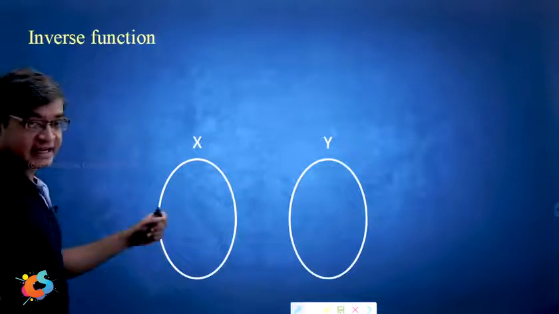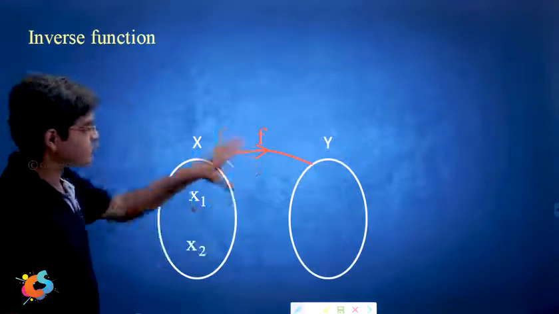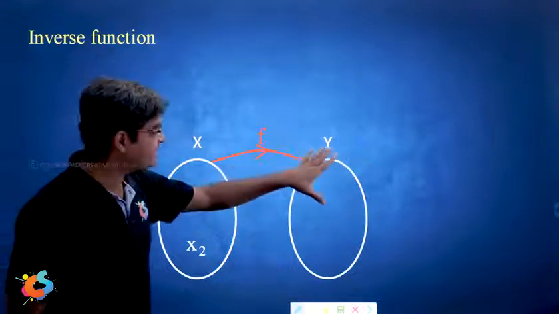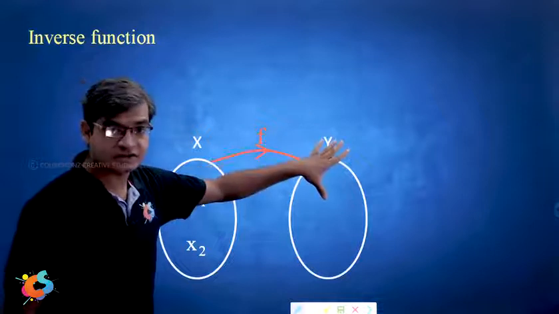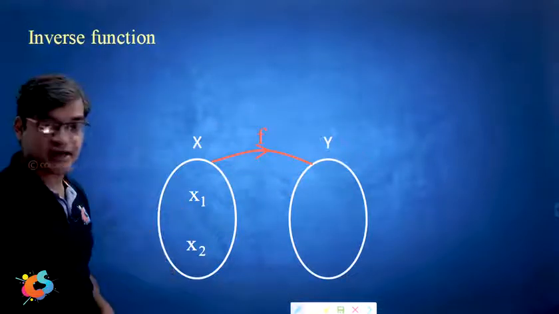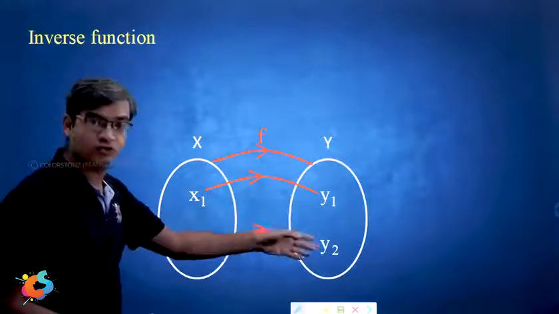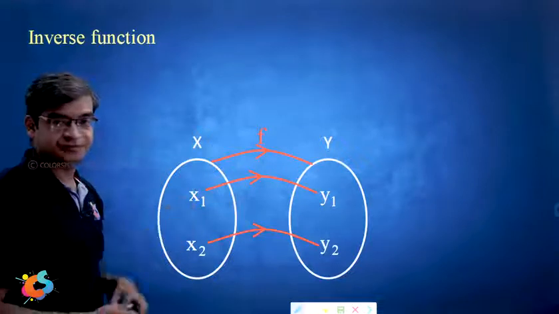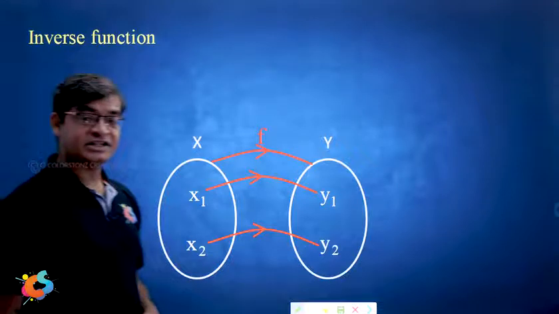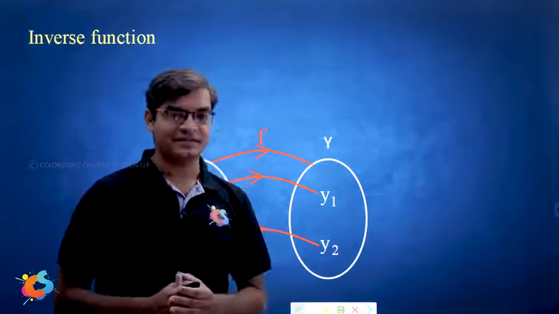So here we have set x and set y, and the function f is mapping from set x to set y. So set x is the domain of this function and set y is the codomain of this function. In the domain of f, elements are x1 and x2, and these are being mapped to y1 and y2 under f. Okay, fine. Now, I just told you that inverse function does exactly opposite to what function does.